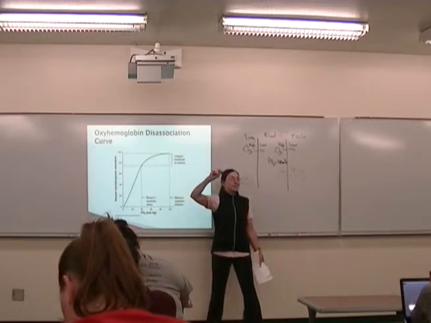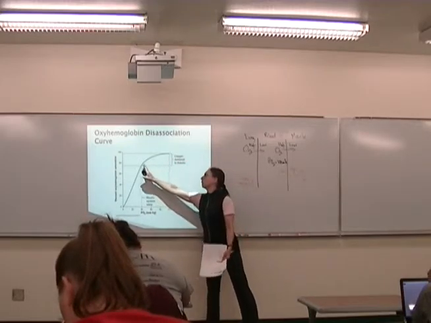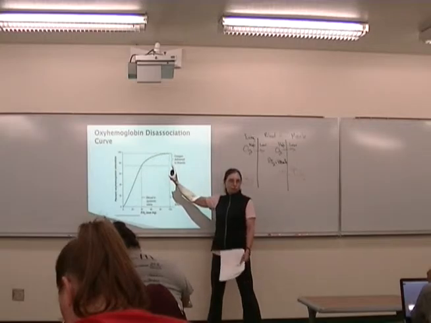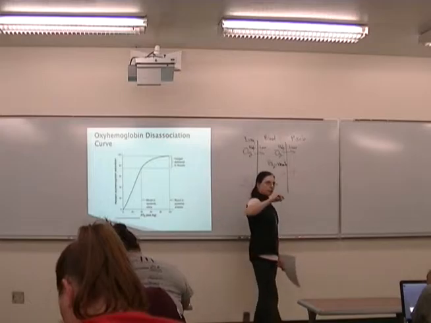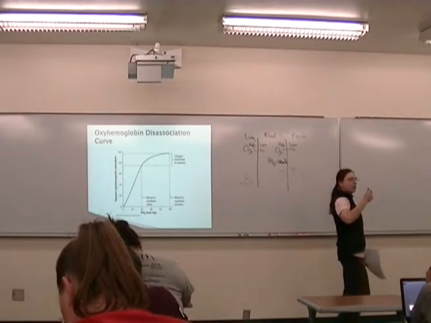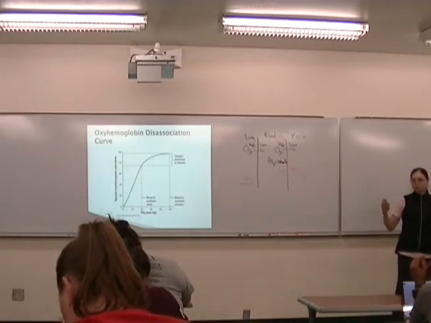If we increase acidity, the curve shifts to the right. So when I increase acidity, it enables hemoglobin to release its oxygen more easily.